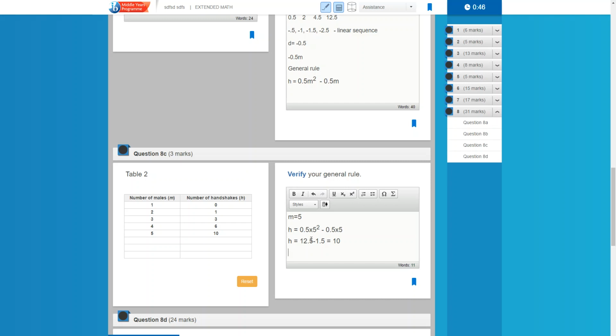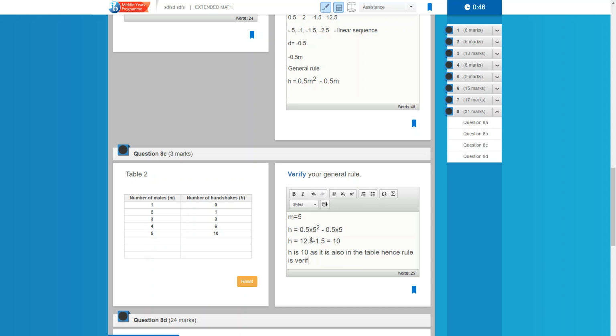So we need to actually maybe state that. So h is 10, as it is also in the table. Hence the rule is verified.